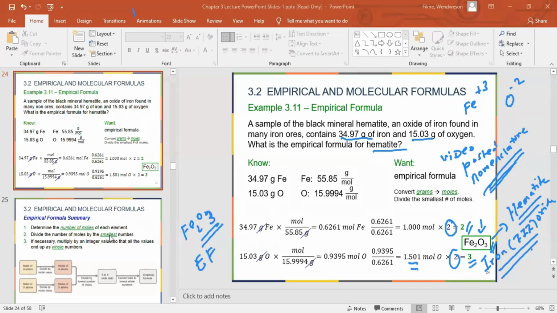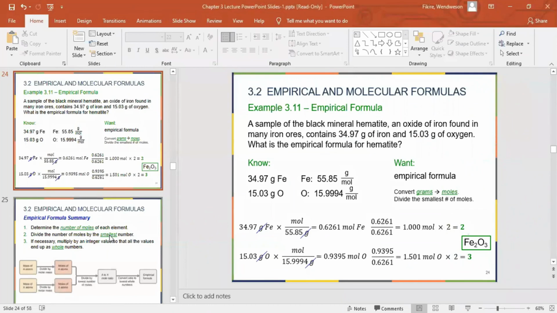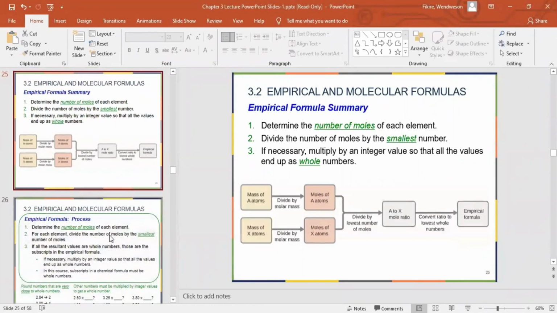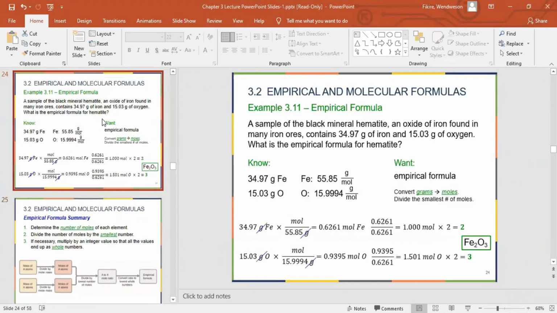So here is another step that we also need to learn. Slide number 26. Professor, I'm sorry, I did not understand where you got the 2 and 3. Understand? The 2 and 3, okay, I have to go back here.